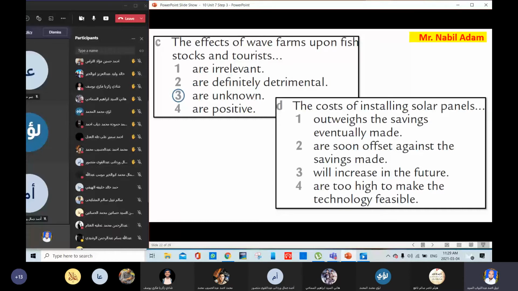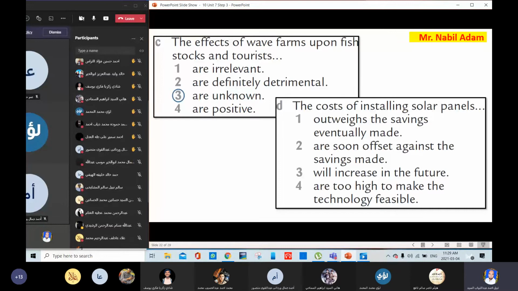So the effects of wave farms upon fish stocks and tourists are unknown. Are definitely detrimental, are irrelevant, are positive. No. So they are unknown. We are not sure.